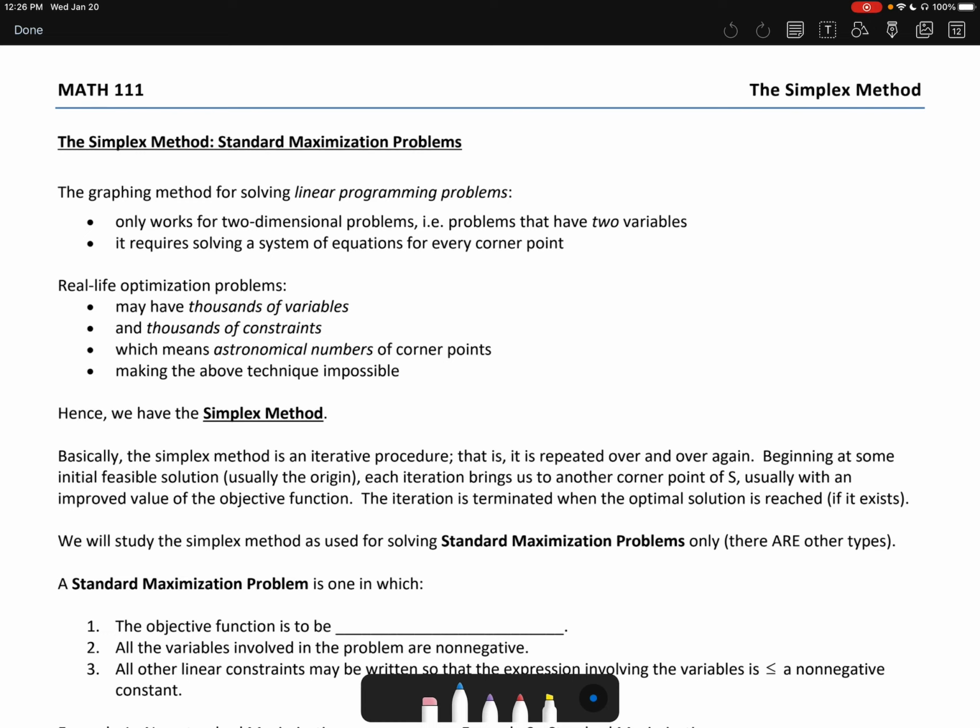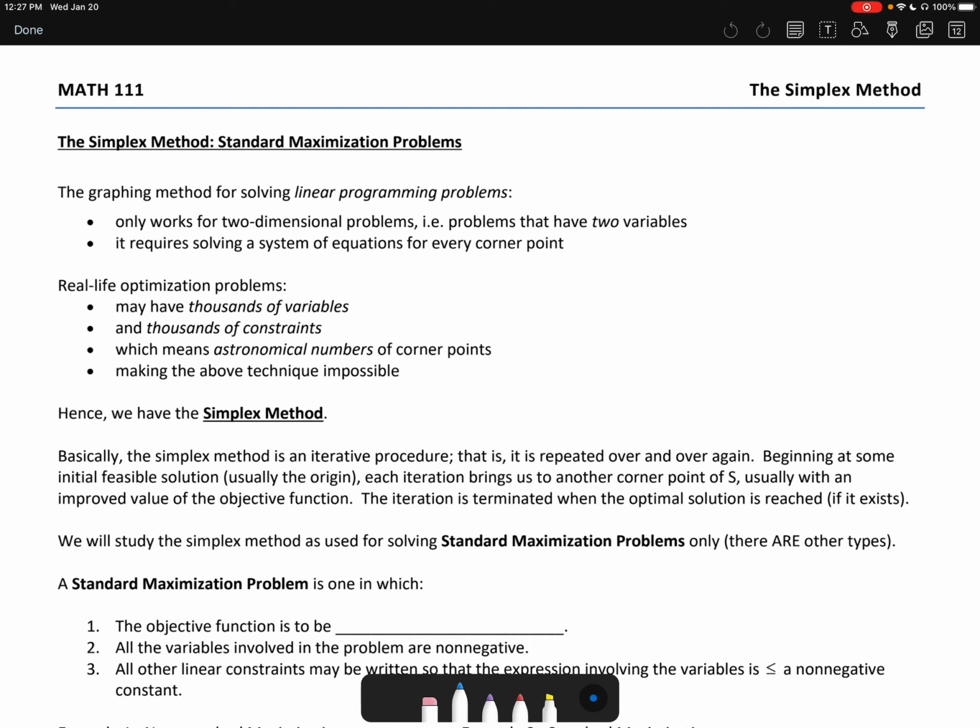Looking back at our prior section, we used the graphing method for solving linear programming problems. But it's limited. That only works for two-dimensional problems, so you can only have two variables, x and y. And it requires solving the system of equations for every corner point that exists. So it worked fine for those situations. However, real life optimization problems could have thousands of variables, so we certainly aren't limited to just two. That could mean thousands of constraints and astronomical numbers of corner points, making the above technique impossible to carry out.